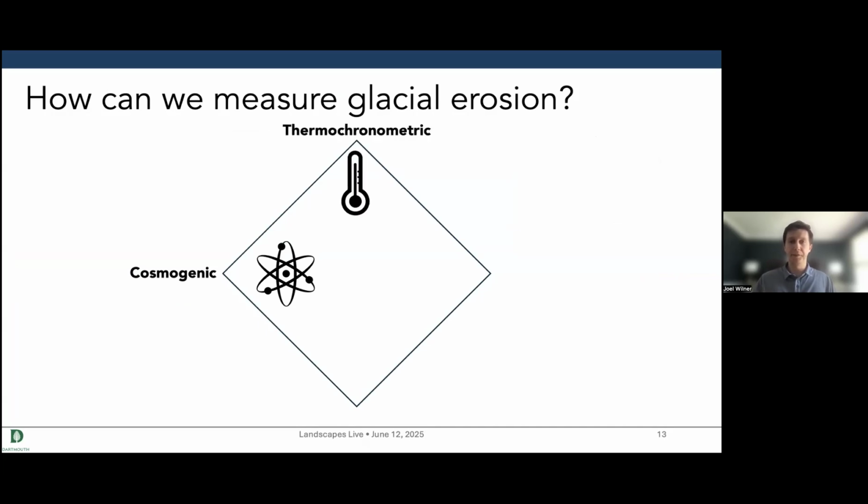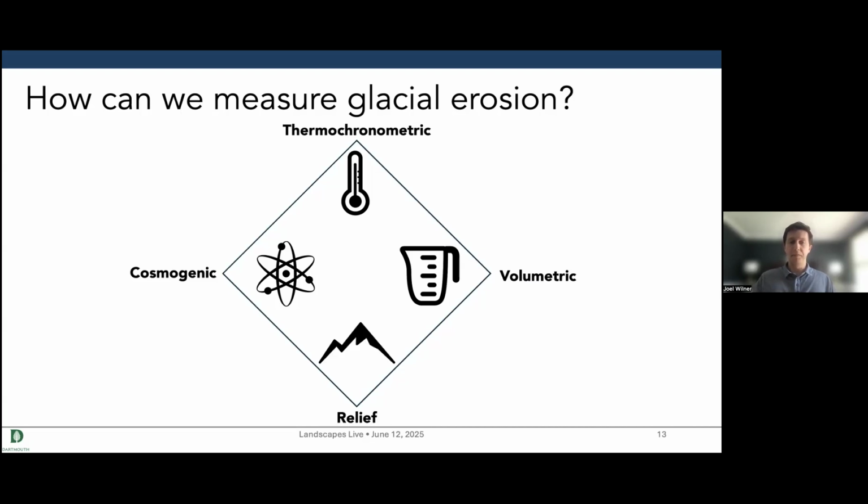Thermochronometric measurements that rely on the thermal properties of minerals as they rise through the Earth's crust. Volumetric measurements, so this includes proglacial rivers and catching sediment that flows out from a glacier. And this is really robust to a number of scales. It's a very useful technique.